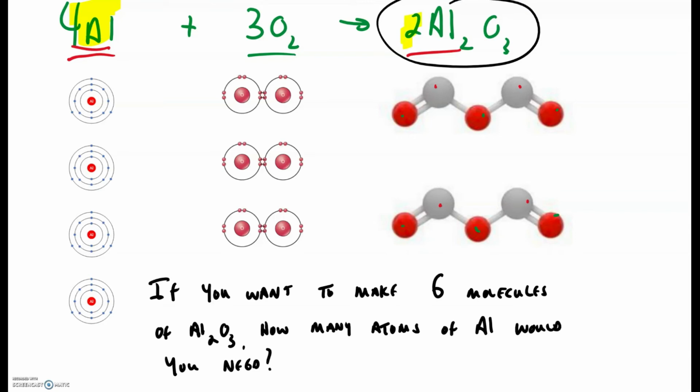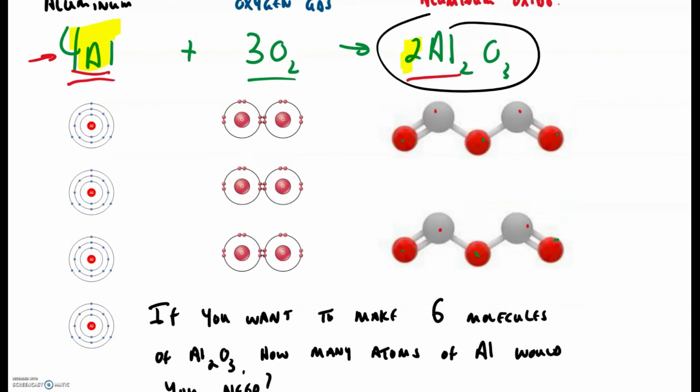If we want to make 3 times as many, we're going to need to multiply this guy by 3 as well. And that means we would need 12 atoms of aluminum. But some of us don't quite see it that way. So I'm going to show you how we do it.